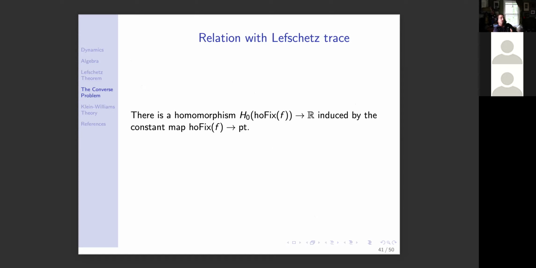So now, what is the relationship of the Reidemeister trace to the Lefschetz trace? Well, there is a homomorphism from the zeroth homology of the homotopy fixed point set of f to the real numbers, induced by the constant map from the homotopy fixed point set of f to the one-point space. So that induces a homomorphism in homology, and the image of the Reidemeister trace is the Lefschetz number, is the Lefschetz trace. So therefore, the Reidemeister trace is a refinement of the Lefschetz number. That's what this tells us.